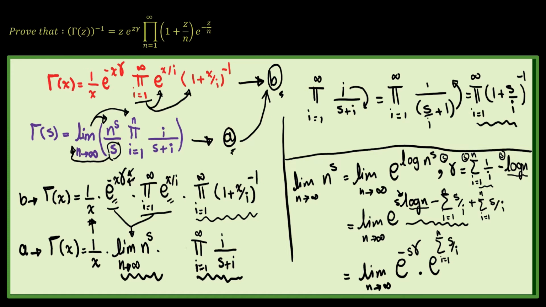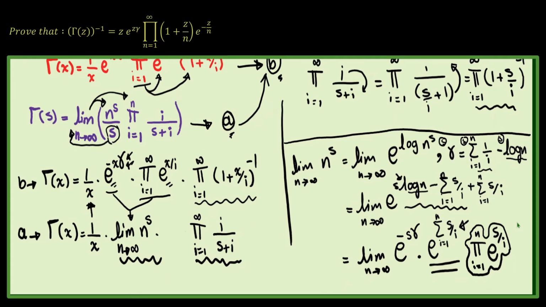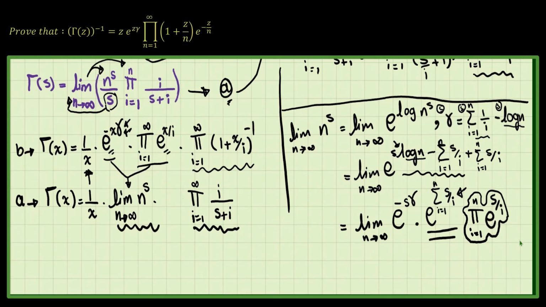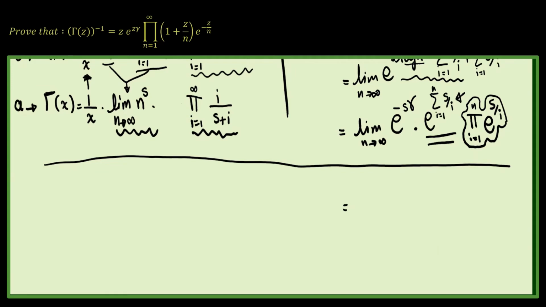We can rewrite this part that holds a sum in the power as a pi i from 1 to n of e raised to s over i, because when we multiply a lot of exponential functions, we can reduce this into one exponential function with the power of the sum of all the powers of the multiplied exponential functions. So this will give us limit.